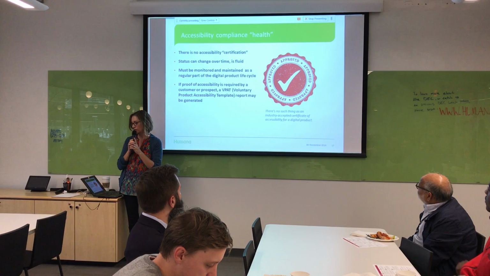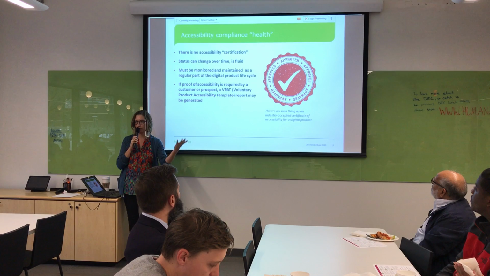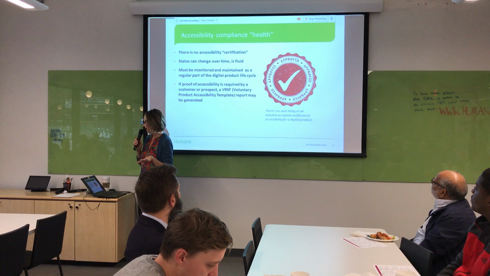Also, that's partly because that can change over time. So you might have an accessible website and then a developer uploads an image and doesn't put an alt tag on it and boom, you're not accessible, right? So there's no way to measure this and keep it constant. So it has to be monitored and maintained. It has to be part of the life cycle of your product.